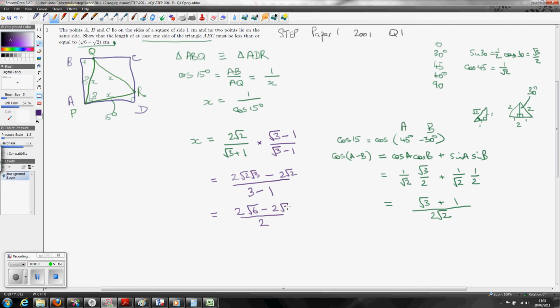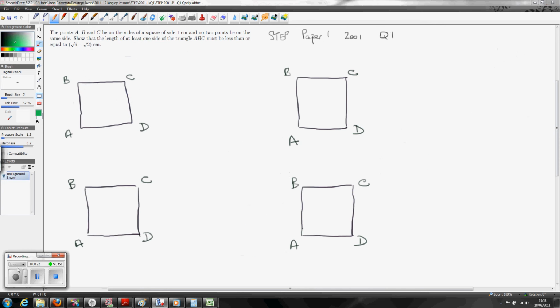Minus 2 root 2. We'll just leave that as the same. Now we can divide through by 2 and we get root 6 minus root 2, which is what we have to prove. So that completes the second part. Now I've got to do the first part, which shows you that the triangle must be this triangle in order to have the longest shortest side.